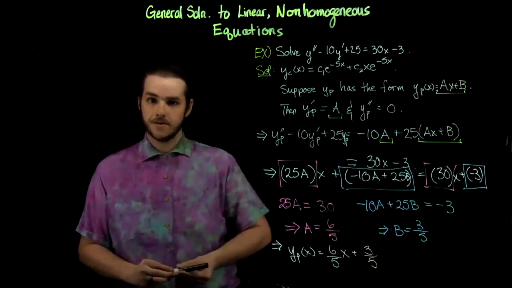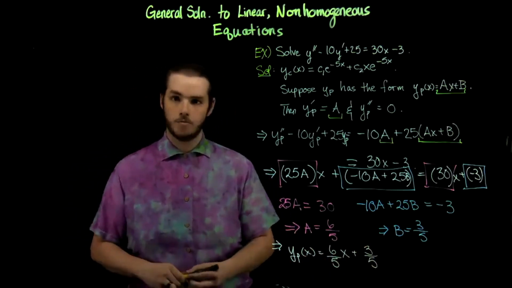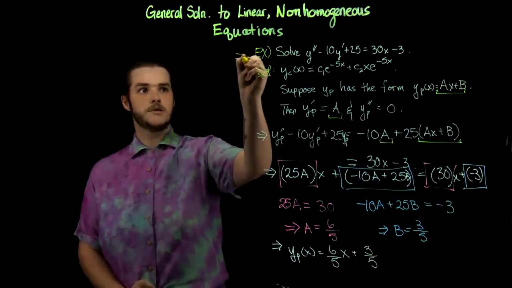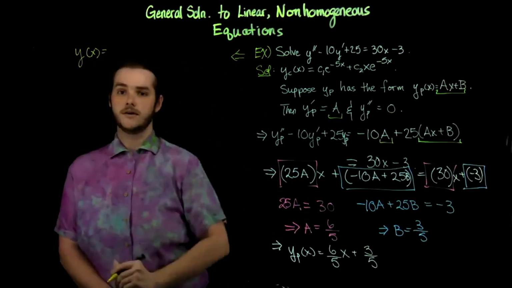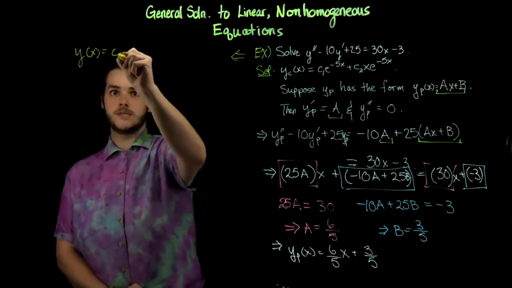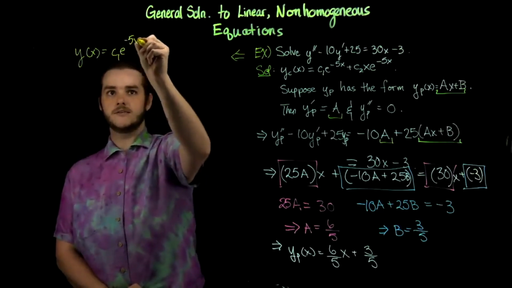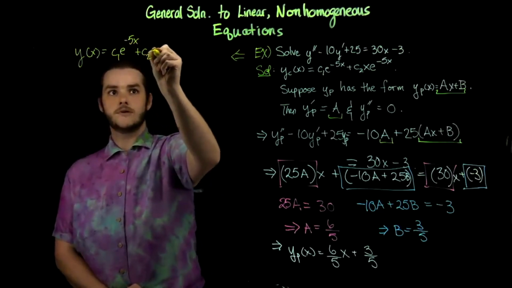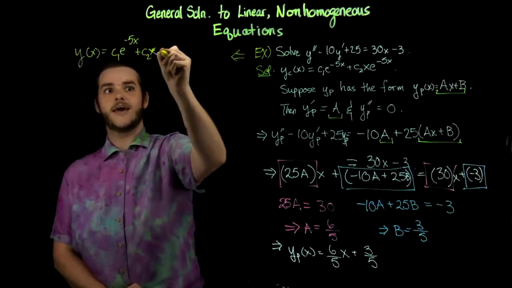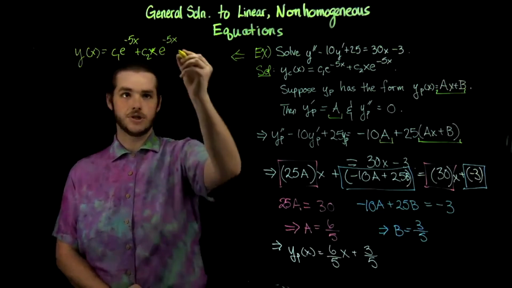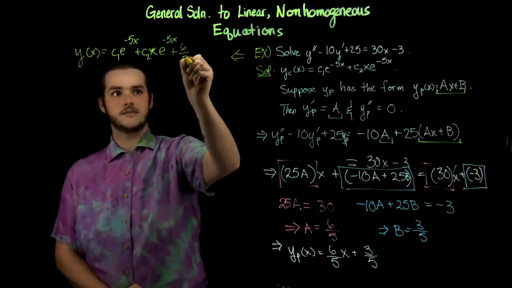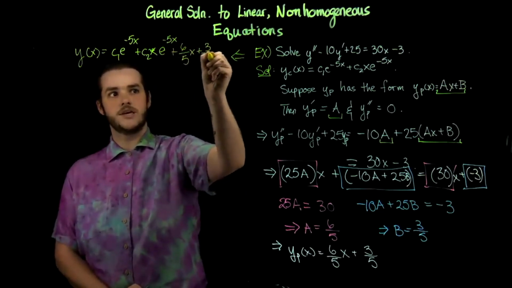And now altogether I can solve this non-homogeneous differential equation because I know the general solution is the complementary solution, c1 e^(5x) plus c2 x e^(5x), plus the particular solution, 6/5 x plus 3/5.